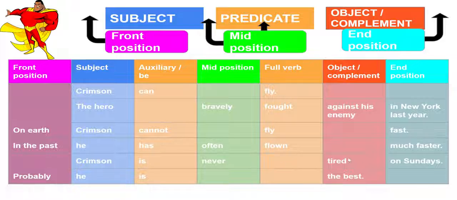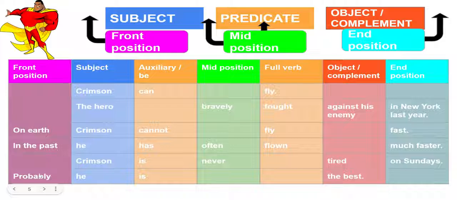Next sentence: Crimson is never tired on Sundays. In end position, we have an adverb of time here, the normal usual space for adverbs of time. And in mid position, we have an adverb of frequency. So this is its normal space again.